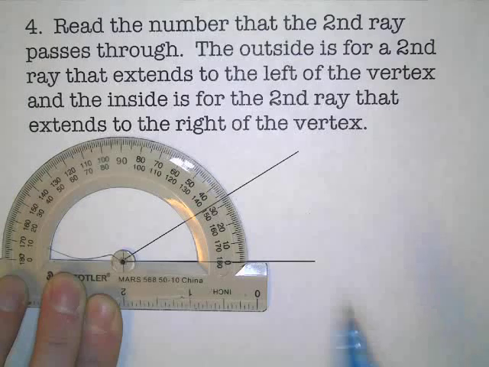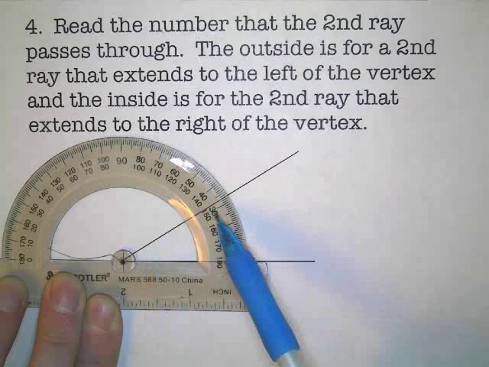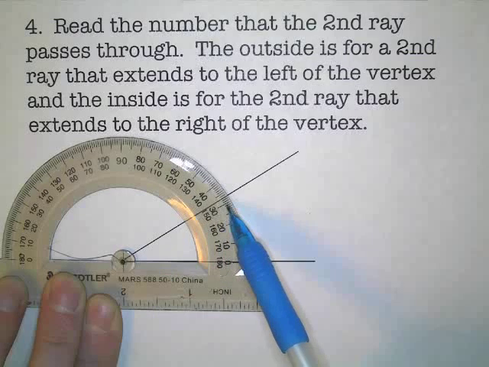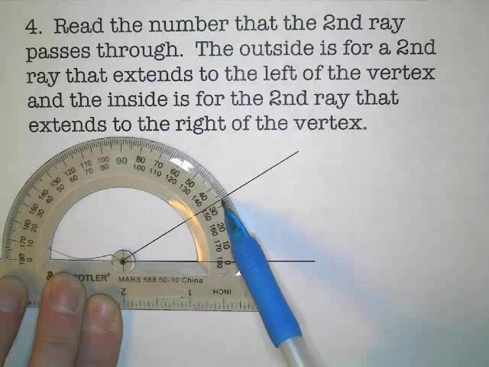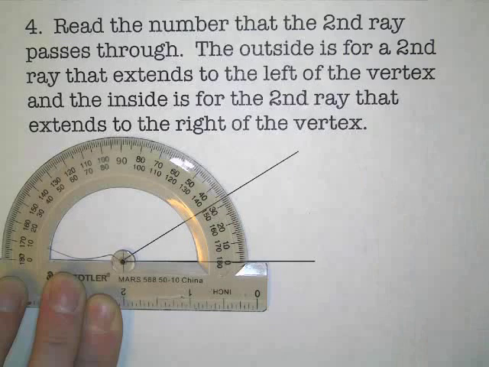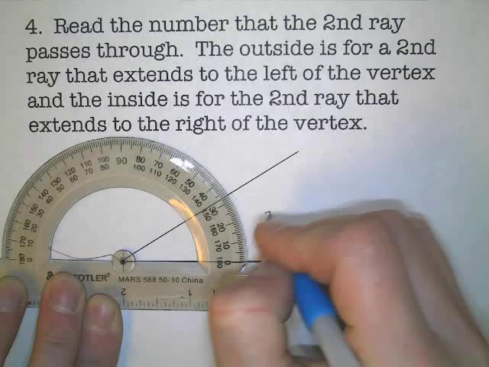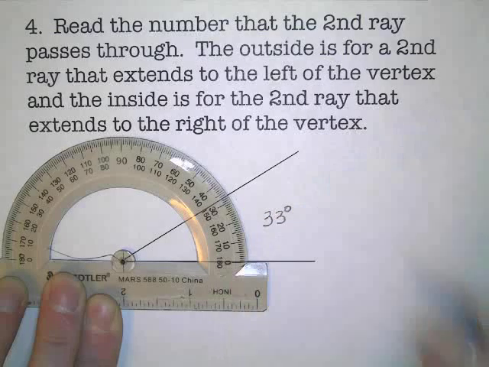All right, so we have the first ray on the 0. The vertex is in the little dot here, and the second ray comes up. So the second ray passes through here's 30, 31, 32, and 33. So I would label my angle as 33 degrees.